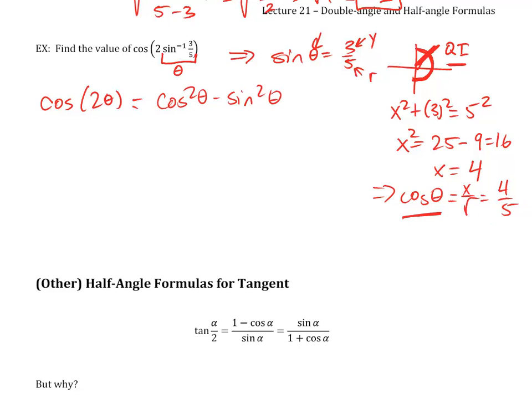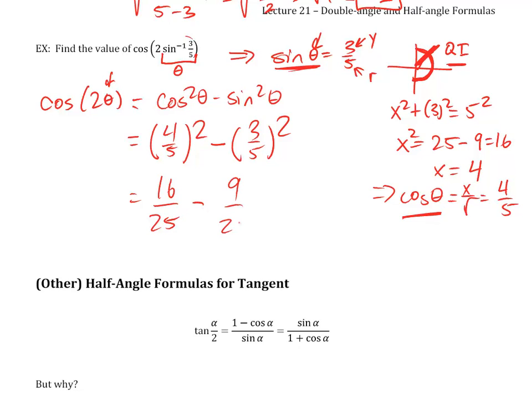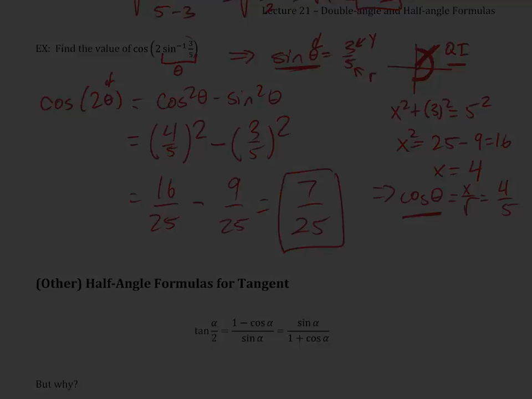Since I now know cosine of theta and sine of theta for whatever theta I get out of the inverse sine of 3/5, I can just plug in those numbers. This is going to be 4/5 squared minus 3/5 squared, or 16/25 minus 9/25, which gives me 7/25. Not all that different from a problem we did earlier, only it's written a different way. It now involves inverse trig functions.